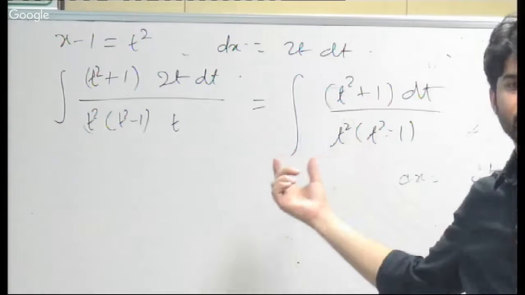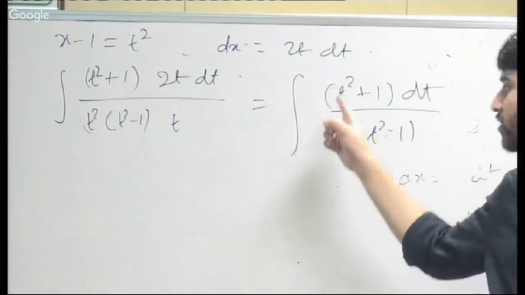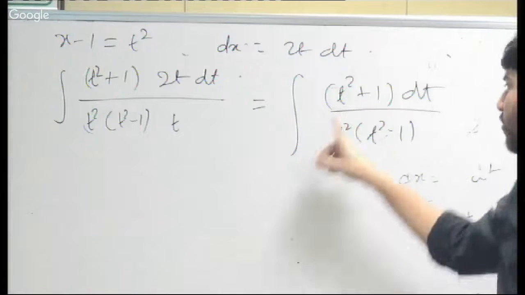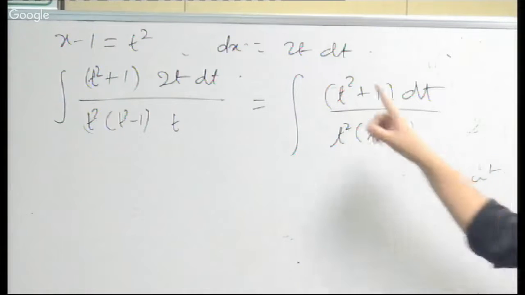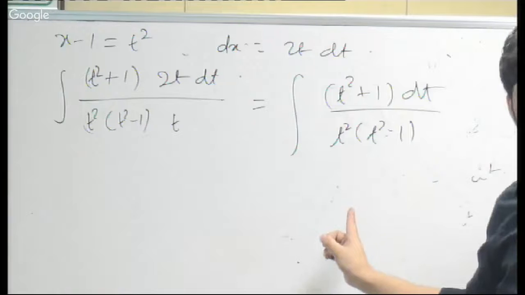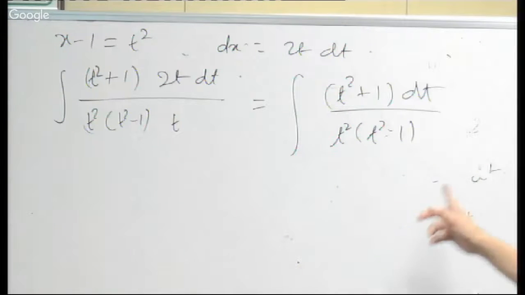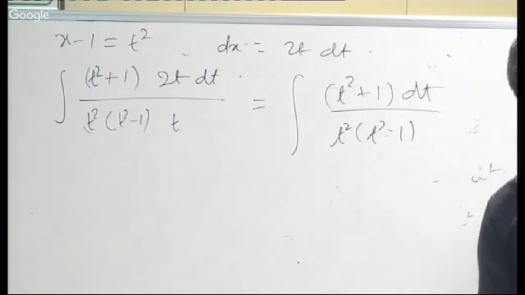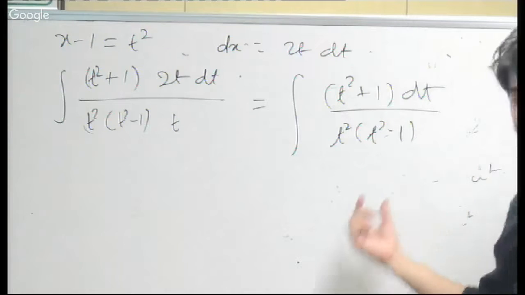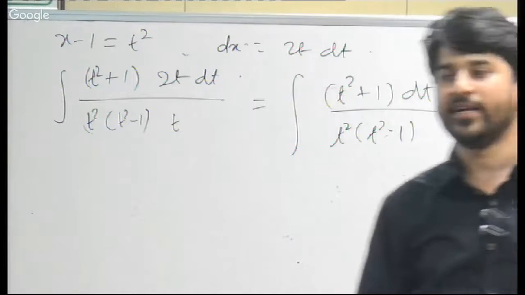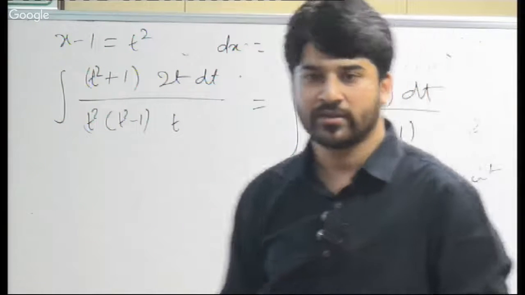Partial fraction. How to substitute? Because I see only even powers, I'm going to write this as (y plus 1) upon y into (y minus 1) and then break it into A by y and B by y minus 1. So finally it will be broken into A by t square and B by t square minus 1, and I can handle A by t square and B by t square minus 1. Understood?